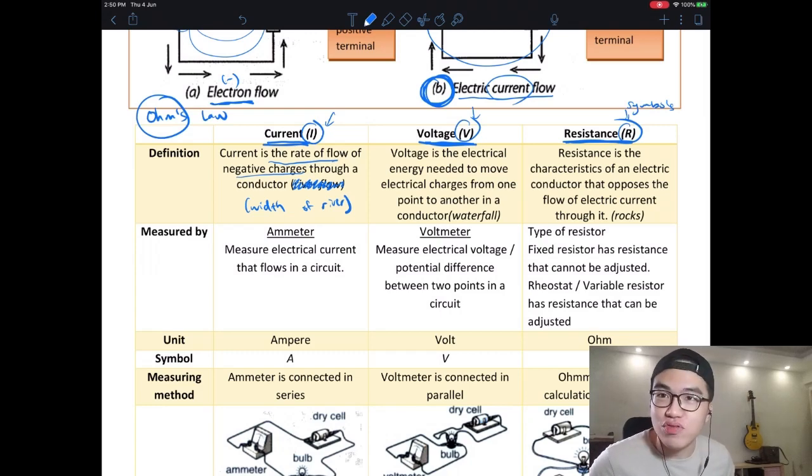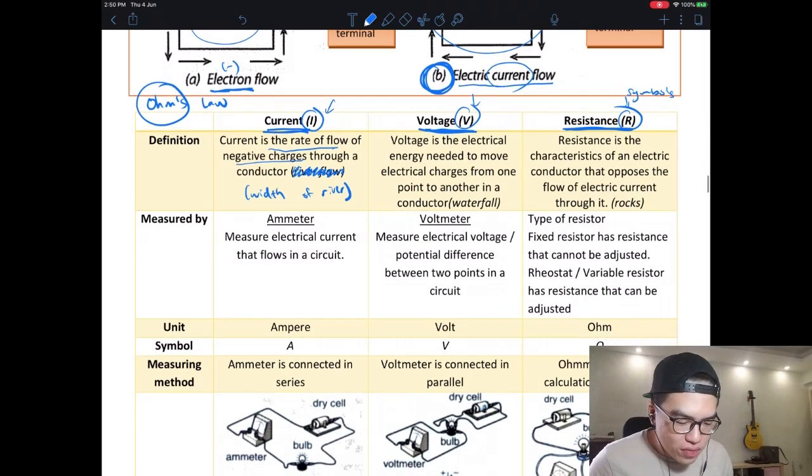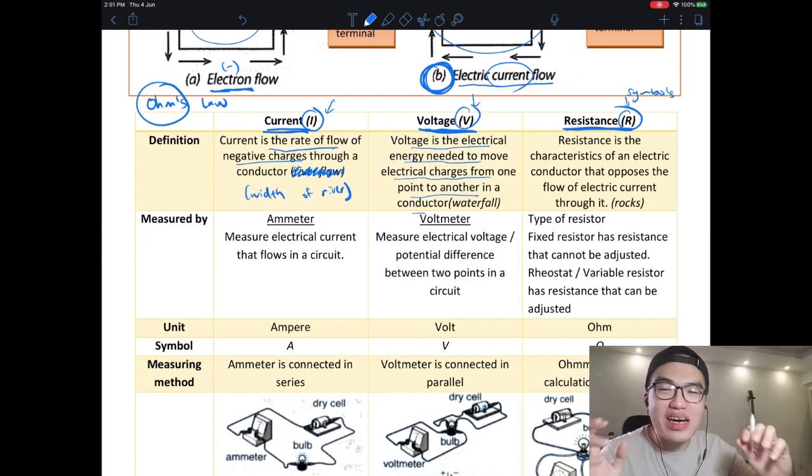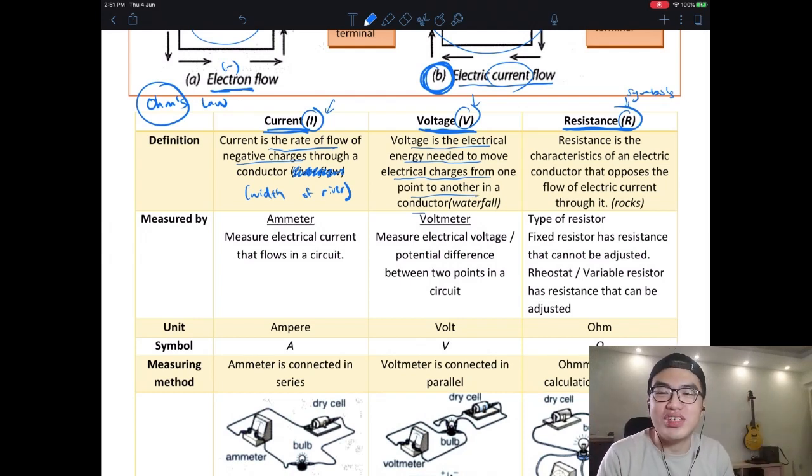Okay, let's look at voltage. What is voltage? Voltage is the electrical energy needed to move electrical charges from one point to another. What the hell is this? Okay, let us use the river analogy again. So just now, current is the width of the river.